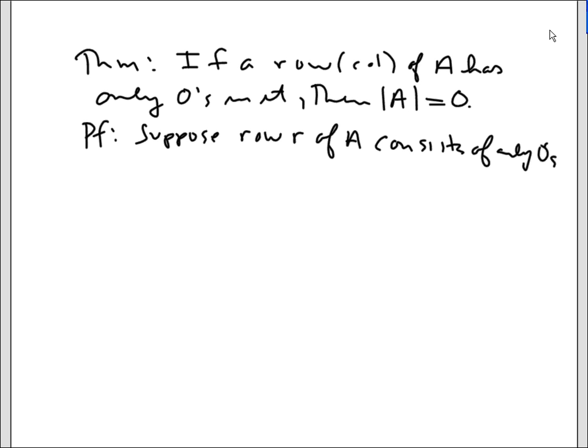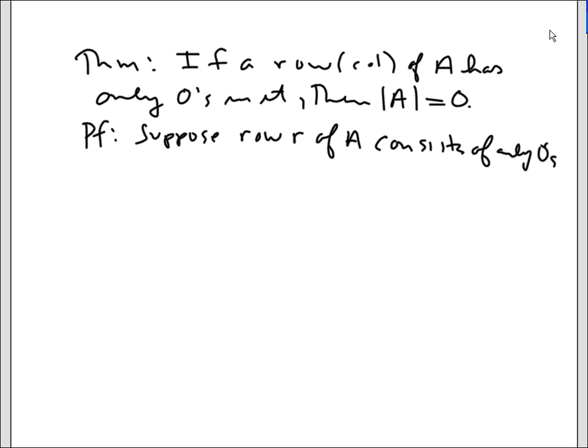But every entry in row R is 0. So each term will have a 0 factor. Factors, remember, are things that you multiply together. A1,J1 times A2,J2. All of these A_i,J_i are factors. And if one of them is 0, the whole product is 0.